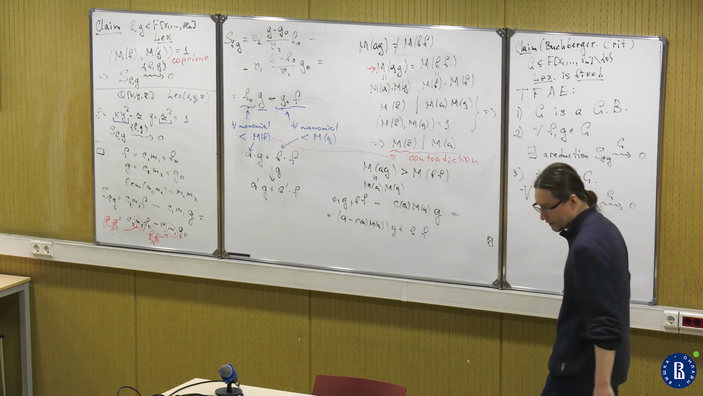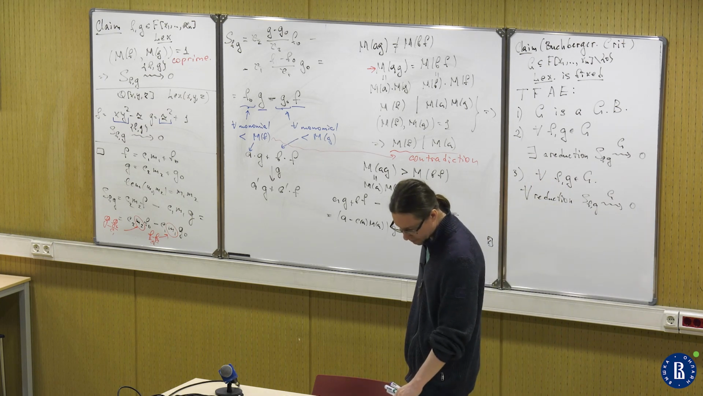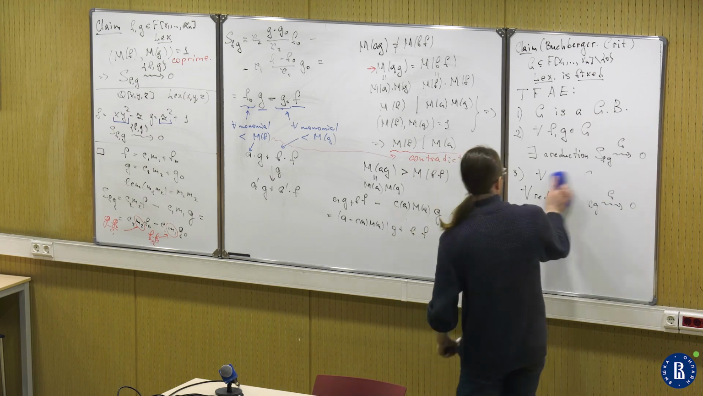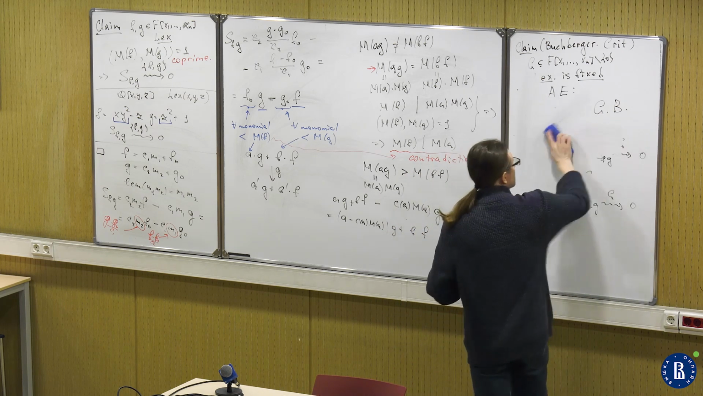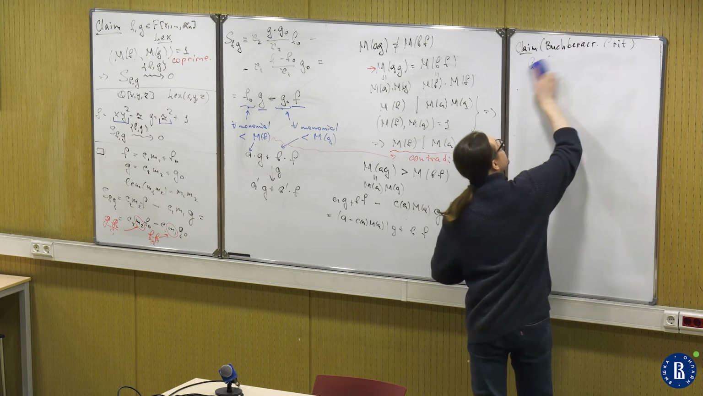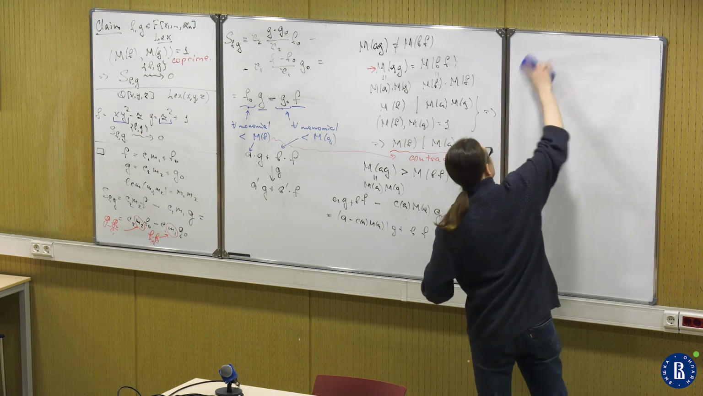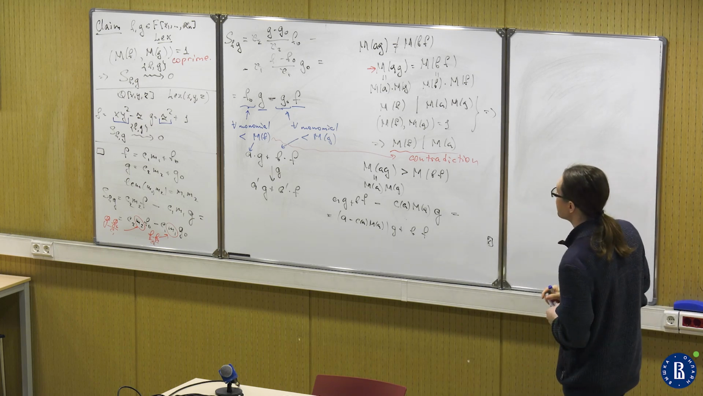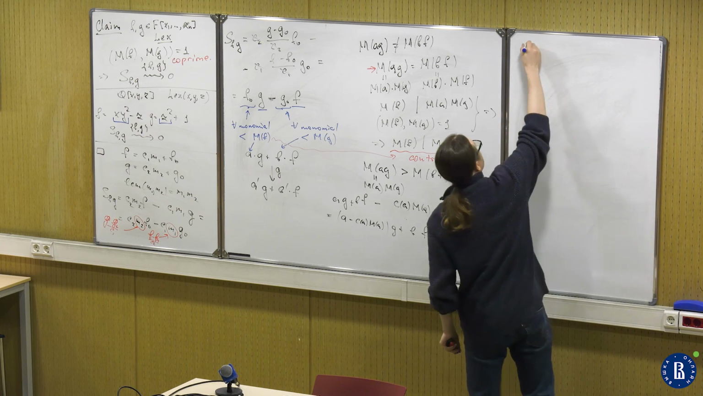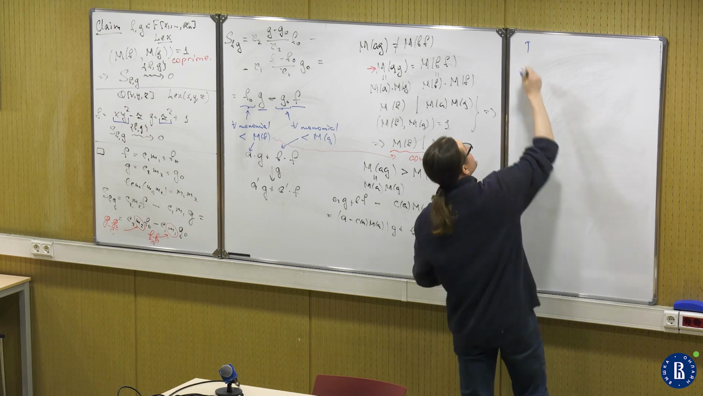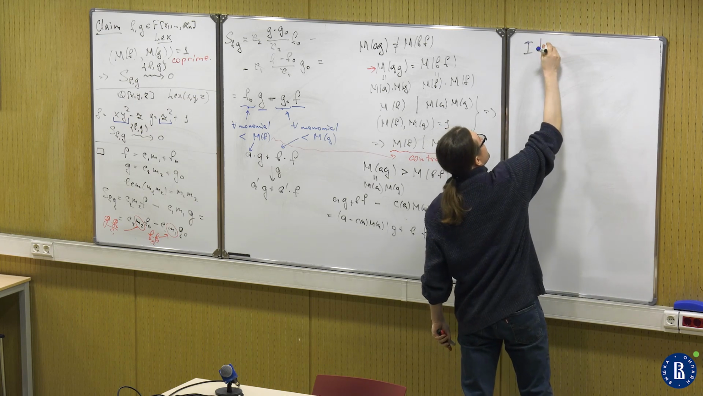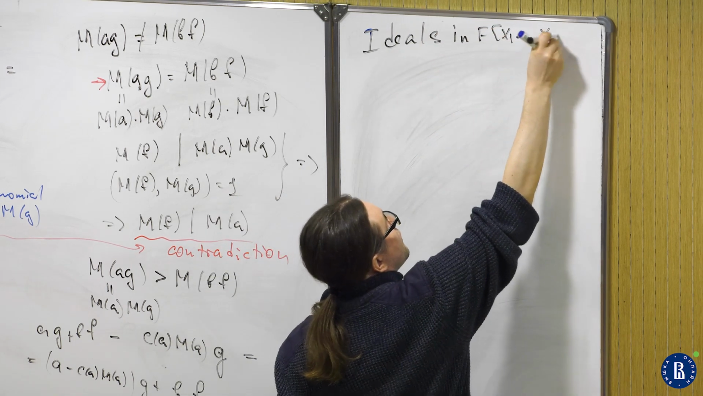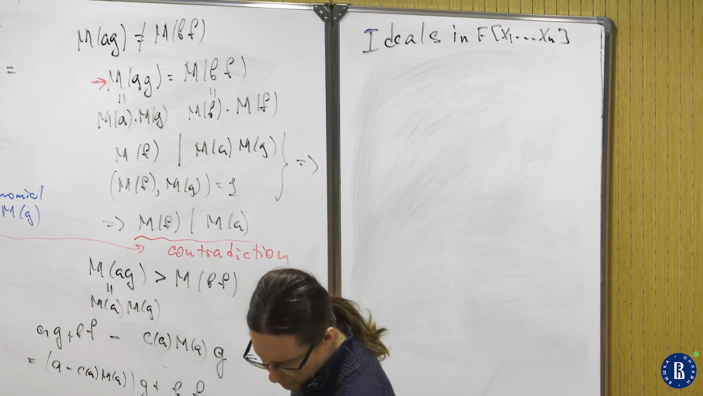Now, let me discuss the reason why we need Gröbner basis. In order to do this, I want to discuss the ideals in the polynomial ring. So, wrong marker. Ideals in F of x1, ..., xn.